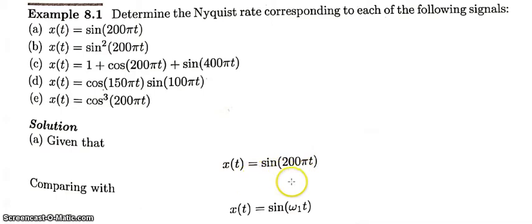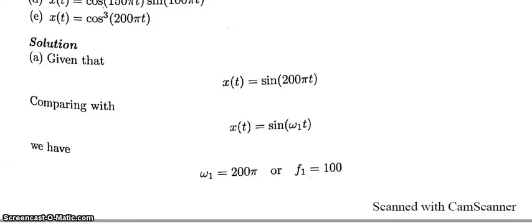When we are given questions like this, you'll be given different signals, such as sinusoidal signals, squares, or cubes of those sinusoidal signals. First you have to express the signal as a sine or a cosine function, and then find the highest frequency component present in the signal. In this first question, x(t) = sin(200πt).